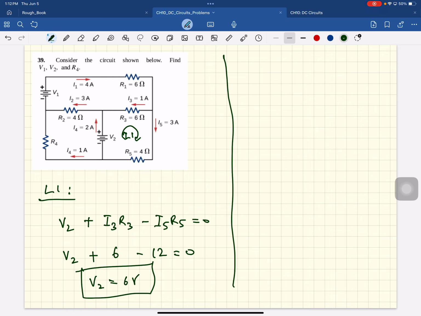All right. The next thing we want to solve is V1. Can you use that top loop? Yeah. So whatever unknown, I guess we'll use the top loop again. Let's start here and go like that. So we'll call this loop 2.